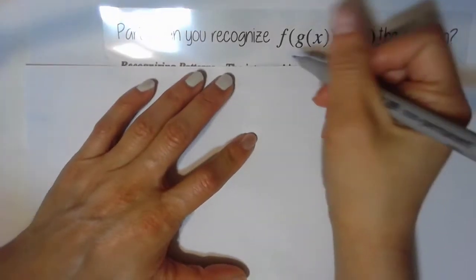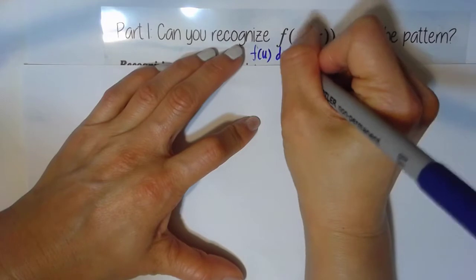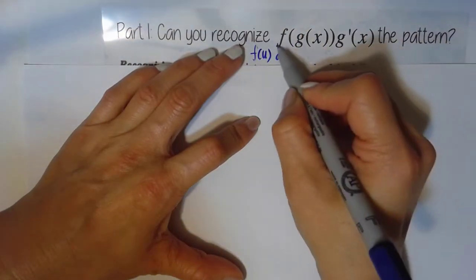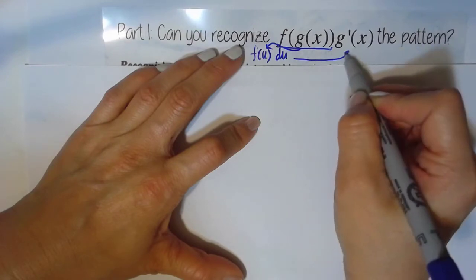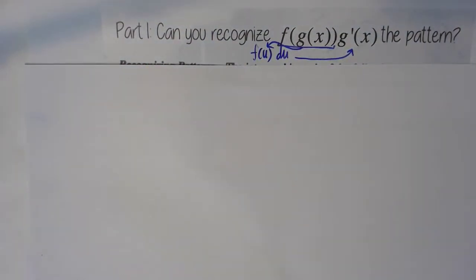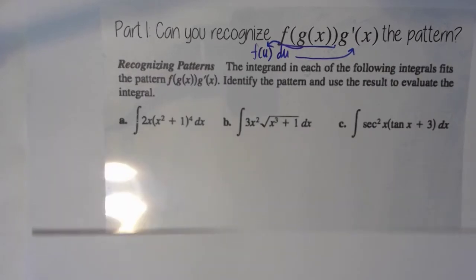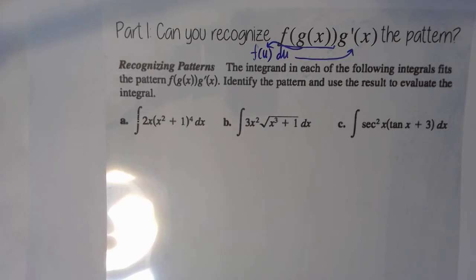Okay, so this is part 1. I'm going to show you how this is f of u and du. So this right here is f of u, and this is du. Okay, I'm going to show you that. Okay, recognizing patterns. Let's not even recognize patterns. You know what we're going to do? We're going to just jump right into it.